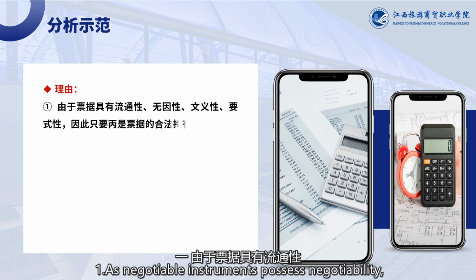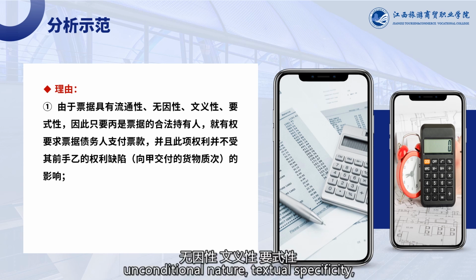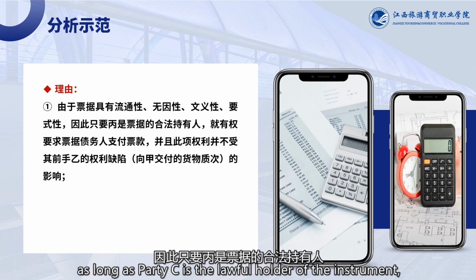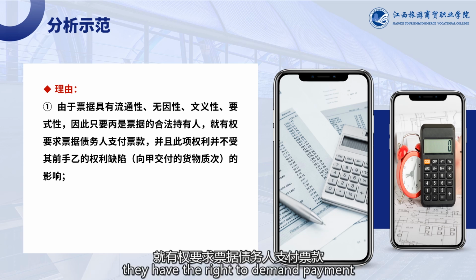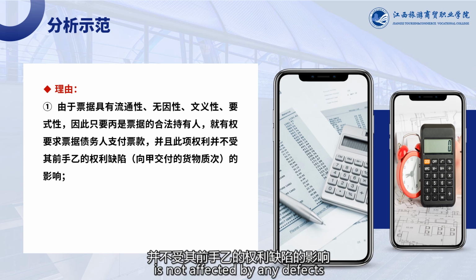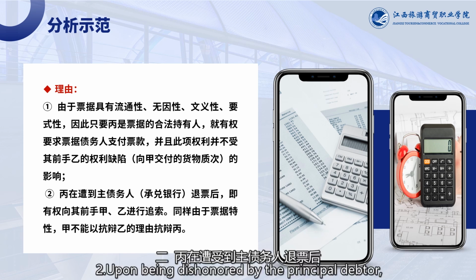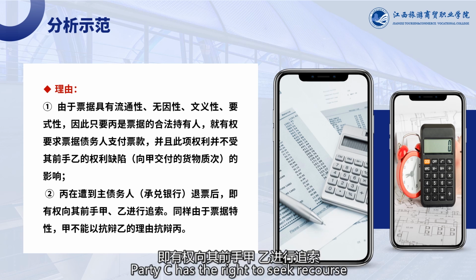First, negotiable instruments possess negotiability, unconditional nature, textual specificity, and formal requirements. As long as Party C is a lawful holder of the instruments, they have a right to demand payment from the debtor of the instruments, and this right is not affected by any defects in the rights of Party B, the previous holder.